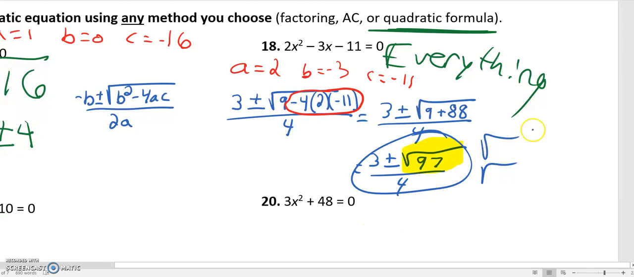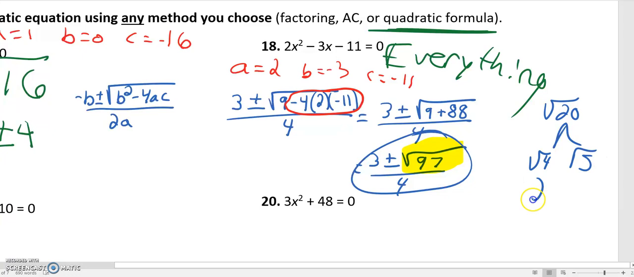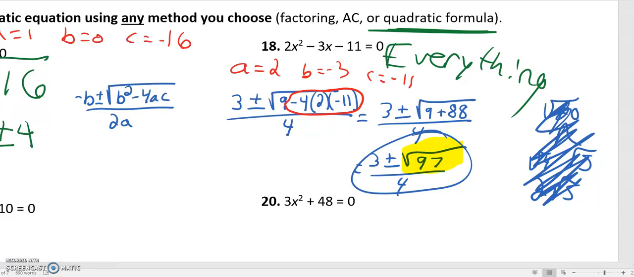But if it can break down, like let's say you got the square root of 20, then you should be considering breaking it down into the square root of 4 times the square root of 5, to 2 root 5, and taking it from there. But in this case, the square root of 97 doesn't become anything, so that would be your final answer. So if you double check your square root and it can't go anywhere, then just stop.